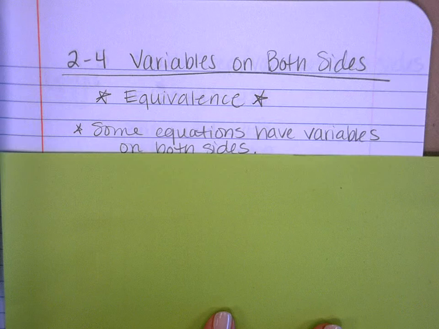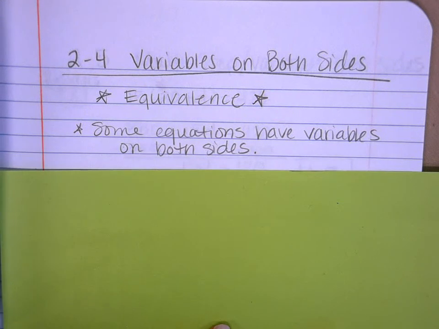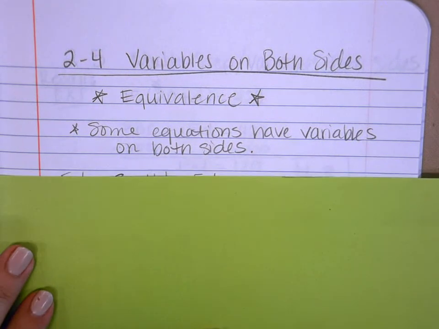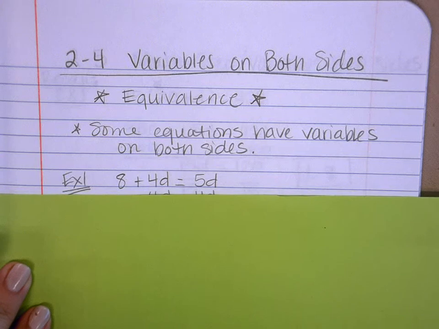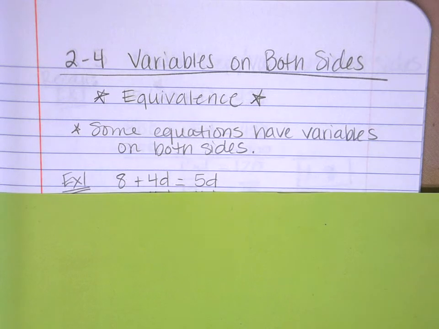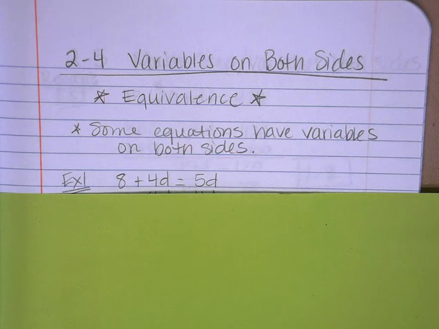So some equations have variables on both sides. You've already seen them. You don't have to write that down. Just a little note. Here's an example of an equation with variables on both sides. It's the same variable, right? D is the variable here, but it's on both sides. So we have 8 plus 4D equals 5D.